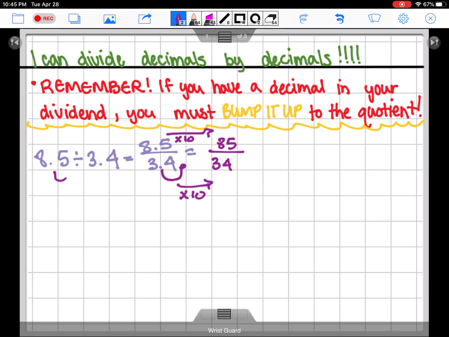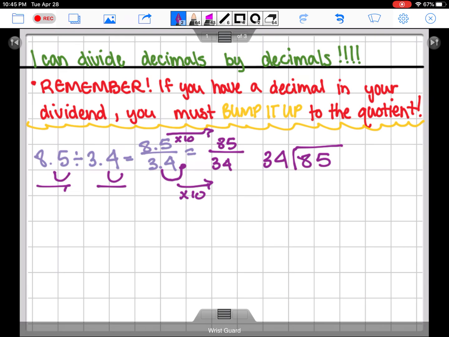All right, because both of these had the same place value behind the decimal, when we got rid of the decimal in our divisor, we ended up getting rid of the decimal in the dividend, even though technically we can have decimals in our dividend. So now, when you get to this point, we just get to do our good old long division. So we are doing 85 divided by 34.